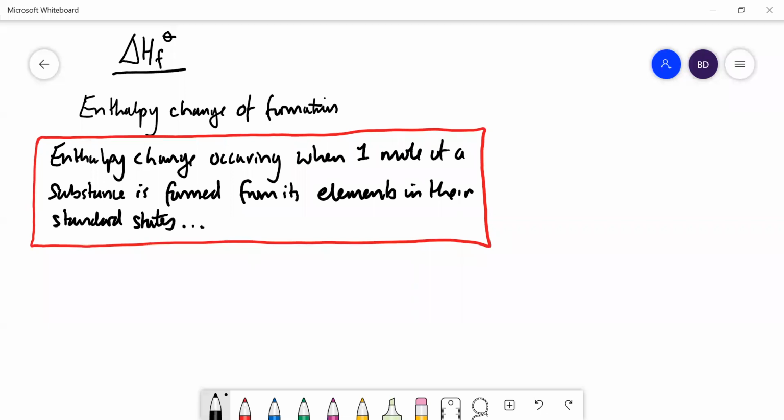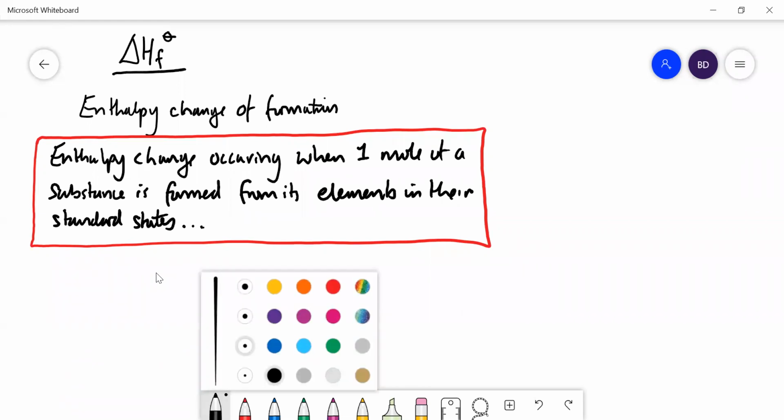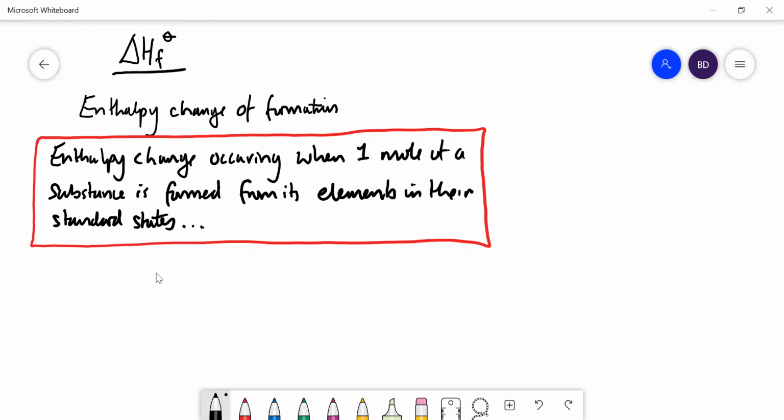Okay, if you look through a data book, you'll see tables with pages and pages of compounds with this value here, delta HF, and the little standard sign there. What does that mean? Well, it's the enthalpy change of formation. It's really useful, and it's defined in this red box here.